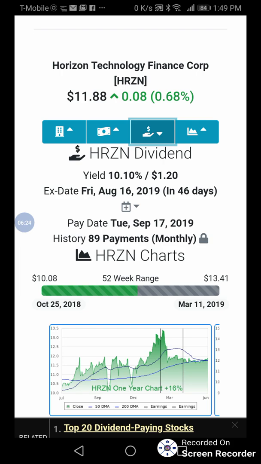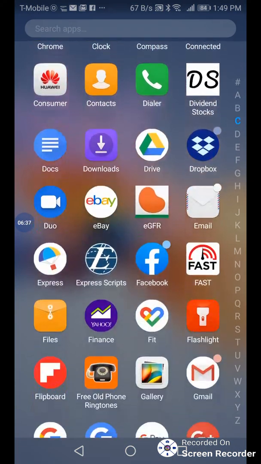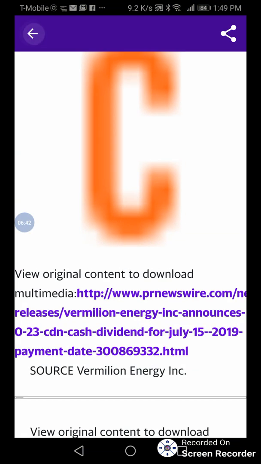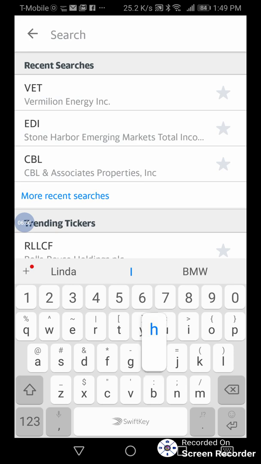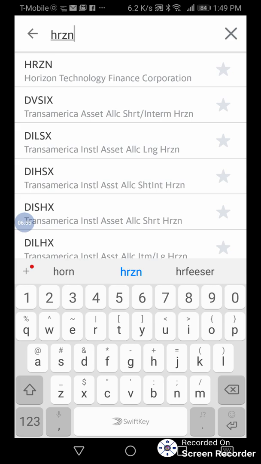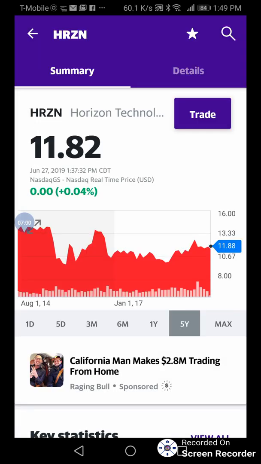about these companies? So let's bail out of the Dividend Stocks app and go over to Yahoo Finance and do some more research on, let's say, Horizon in this case. So we'll go down here to Yahoo Finance and bring it up, and we'll get back to the basic screen, and we'll put in the Horizon symbol, HRZN, and Horizon comes up. We'll click on Horizon, and we see it's 11.82. It's got a nice graph.